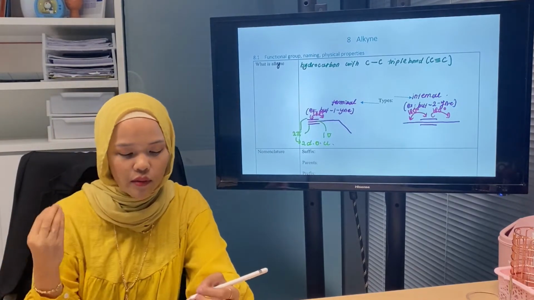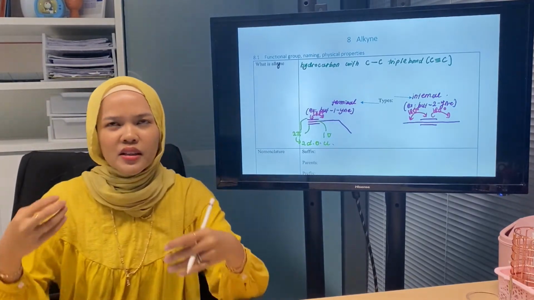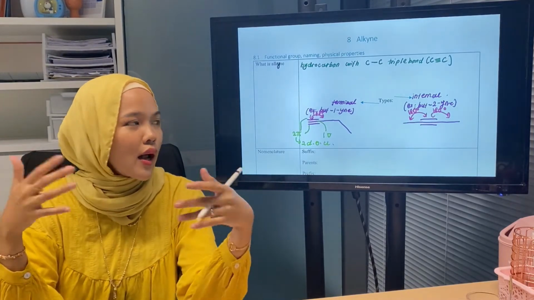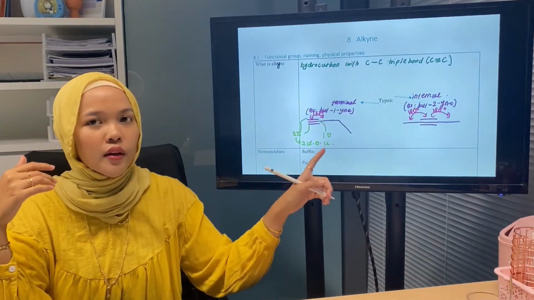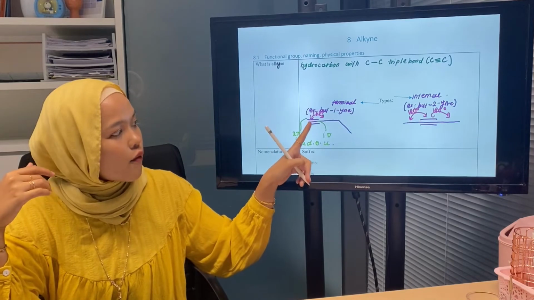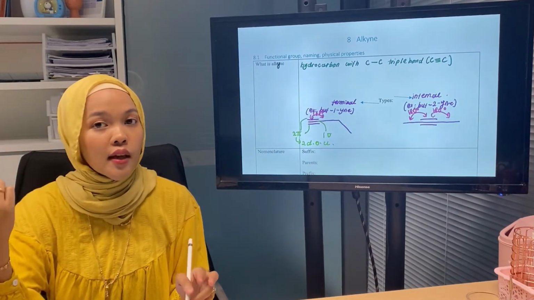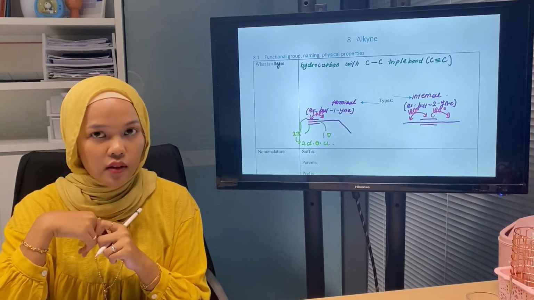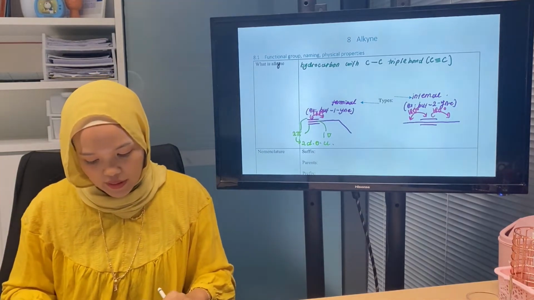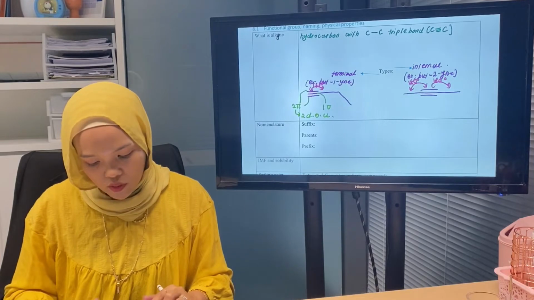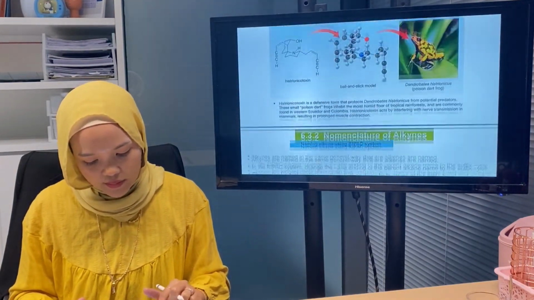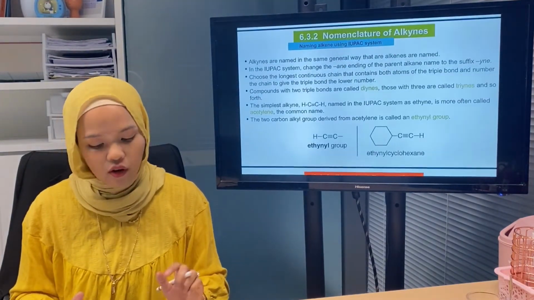So you need to remember what is alkyne. It's not really remember, but you need to know alkyne has a triple bond, and among this triple bond, you have 1 sigma bond and 2 pi bonds. 2 pi bonds means 2 degrees of unsaturation. Next we are going to look into the nomenclature of alkynes.